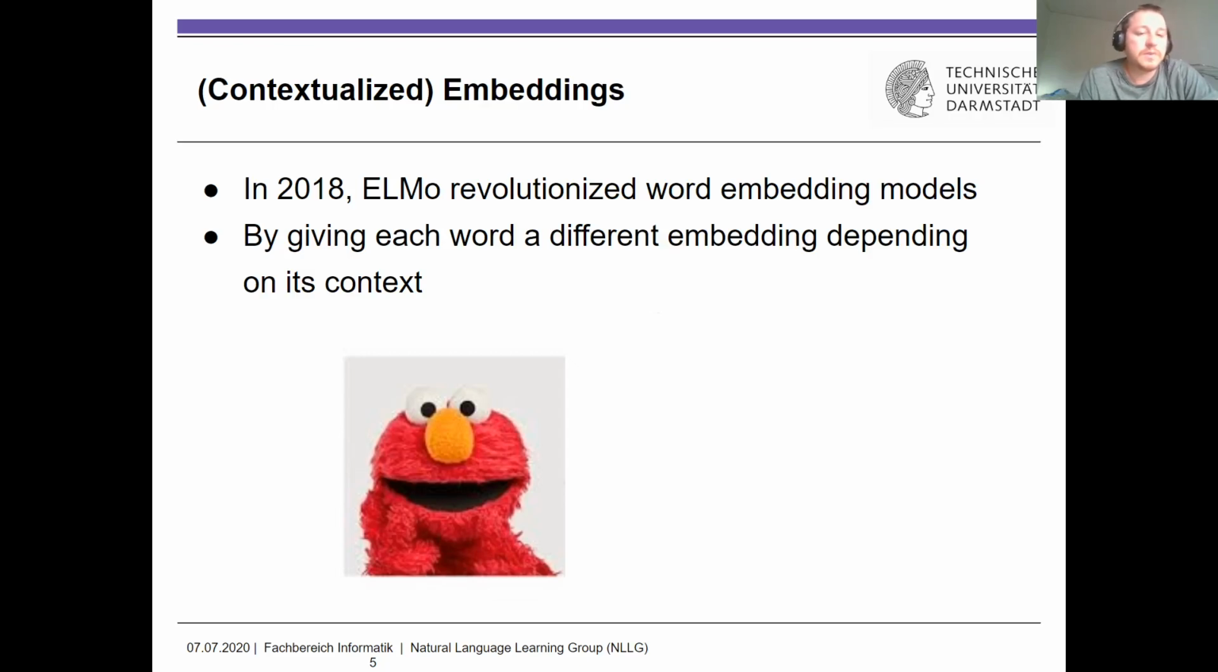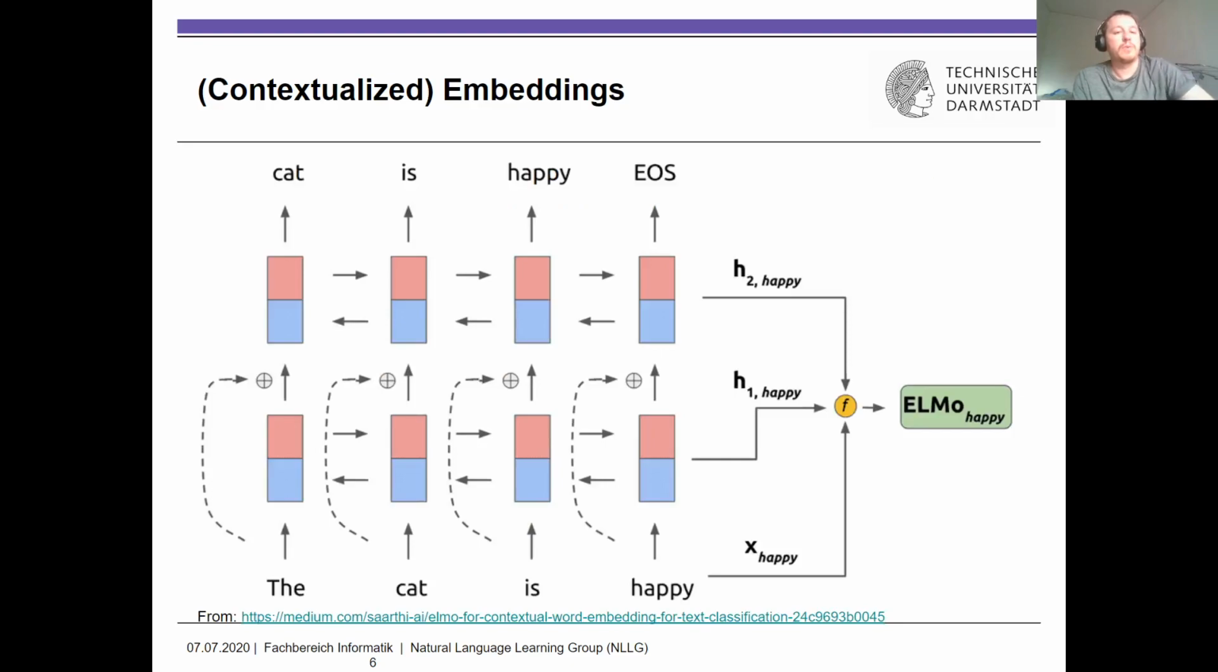So then in 2018 came ELMo with contextualized embeddings, which was a revolution. So now words have different embeddings, different vector representations depending on their contexts. And this was really a major breakthrough.